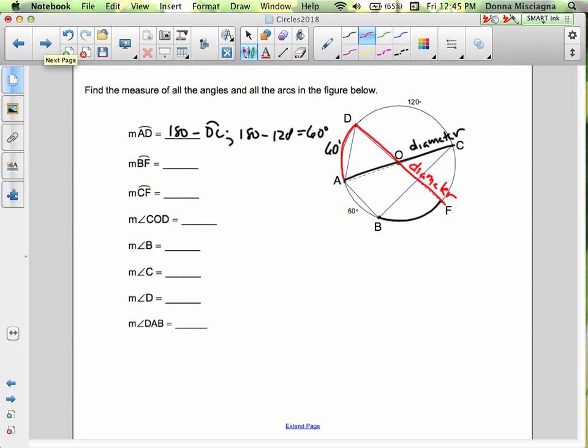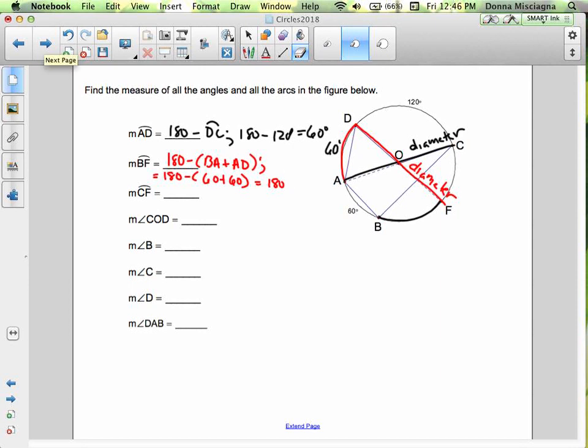All right, so that means together, arc AD plus arc AB plus arc BF equal 180 degrees. So that means that BF is equal to 180 minus arcs BA plus arc AD. So that's going to be 180 minus, actually let me put it over here, 180 minus 60 plus 60, which is 180 minus 120, or 60 degrees.